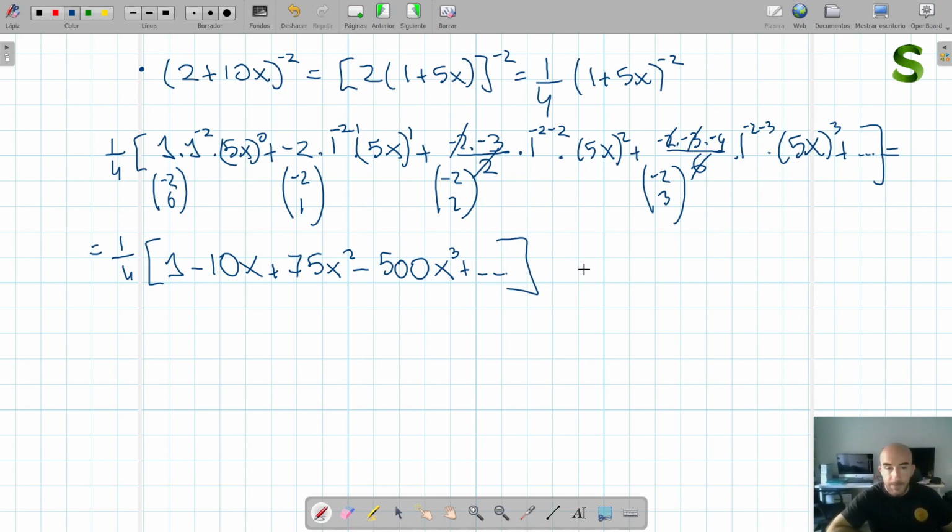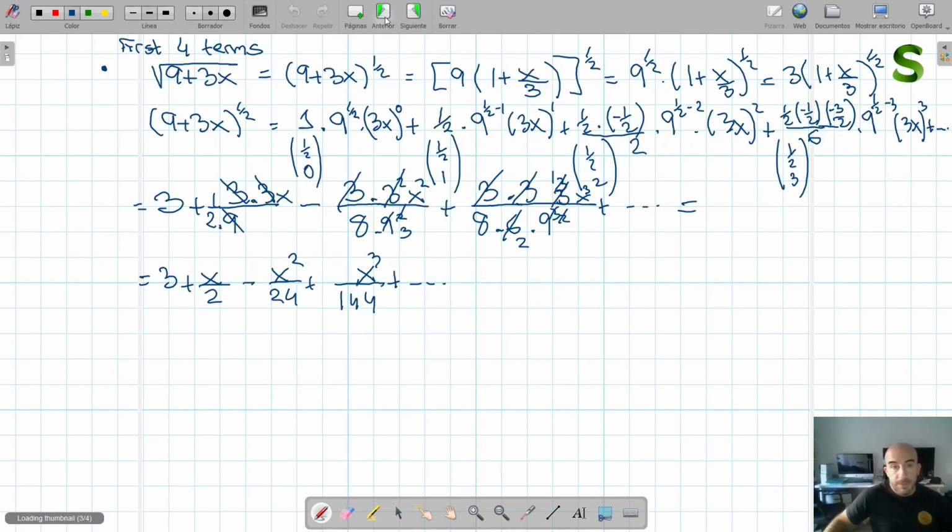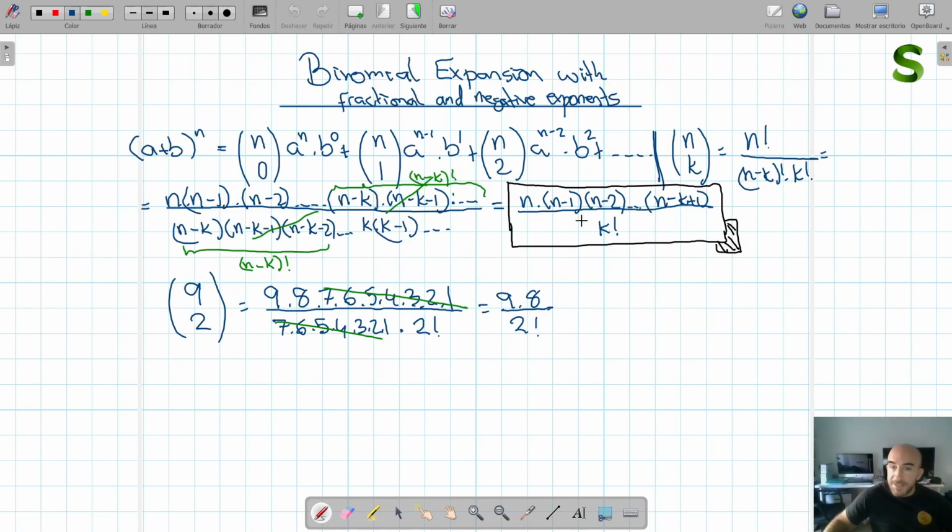Okay. So that's it. We can now multiply by 1/4, but there's no need. Okay, and as you can see, this one was much easier than the one before because we factorized first. So, as a conclusion, always use this second formula for fractional and negative exponents. It's much easier and faster, and you can understand it much better.